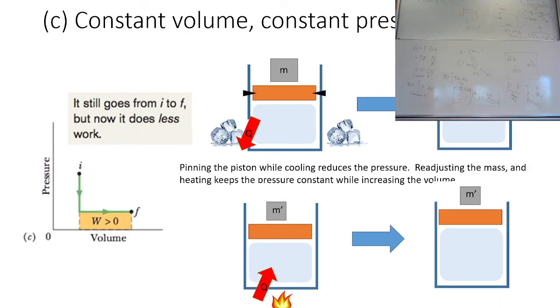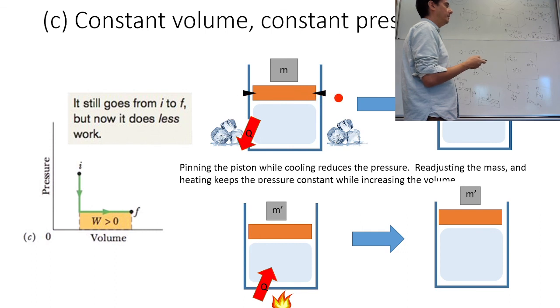Okay, so now this time let's go a different route where we first drop the pressure and then increase the volume. So first leg is a constant volume process. So again, we do this trick where we pin the piston so that it doesn't move anymore. But we need to drop the pressure, so we add some ice cubes. That will take heat out. It will reduce the pressure here.